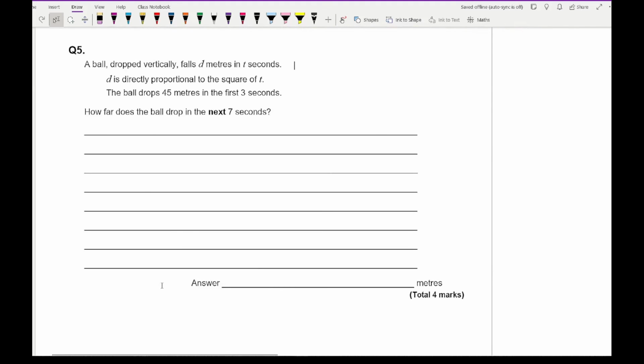Then moving on to our final question, it says the ball is dropped vertically and falls d meters in t seconds. D is directly proportional to the square of t, and the ball drops 45 meters in the first 3 seconds. How far does it drop in the next 7 seconds? Let's first of all set up our equation, as this is a direct proportion question. So d is directly proportional to the square of t. I start by replacing the proportional symbol with equals k, and then I substitute these numbers in to find out what k is.